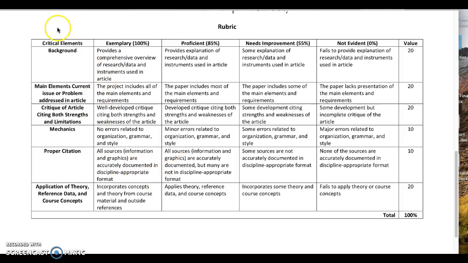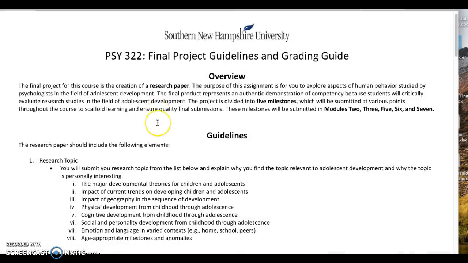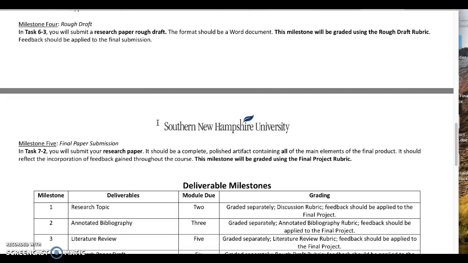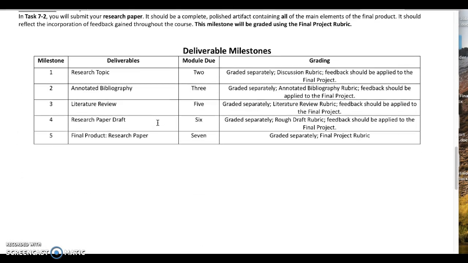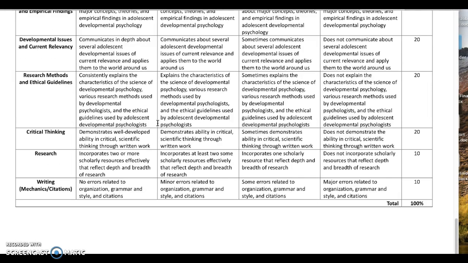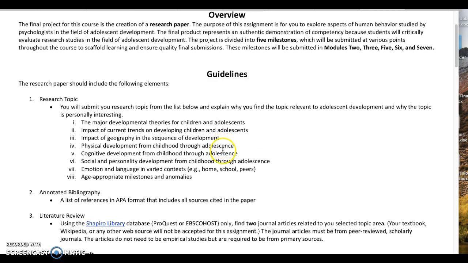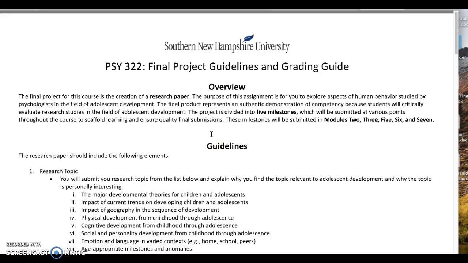And then there's the final project rubric, which we've already looked at when we were choosing our topic. This breaks everything down when I go to grade your final paper. Again, it says 12 to 14 pages. I look at the content and what's inside the paper, not necessarily the length.